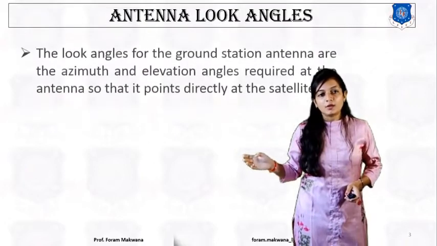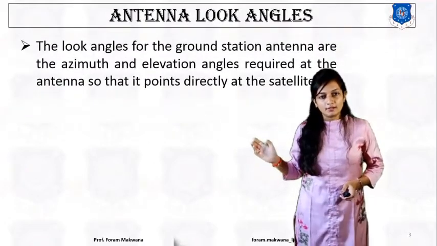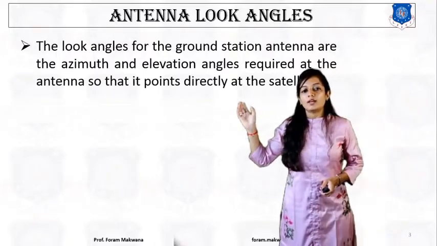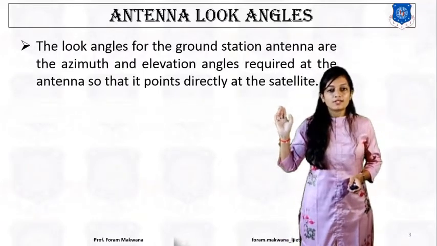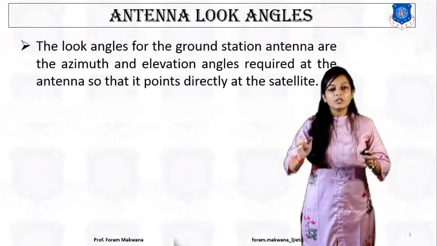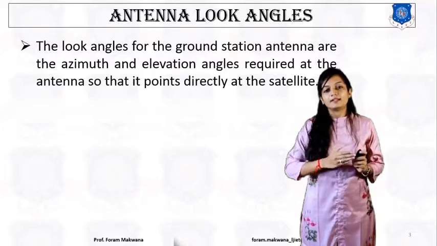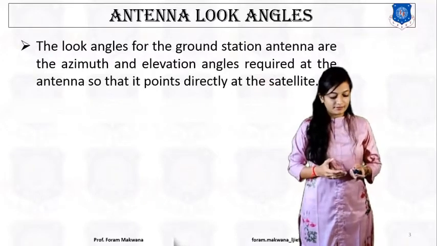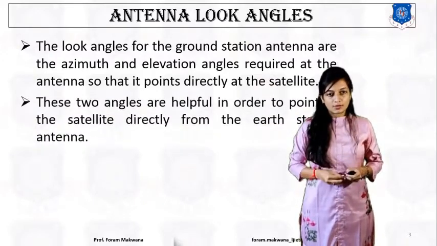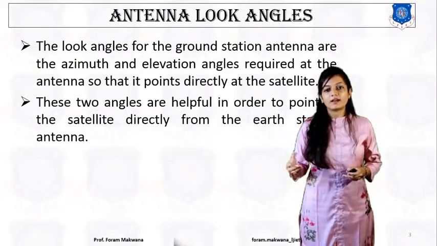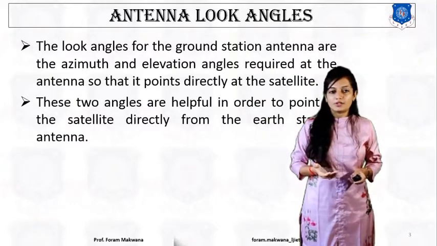Right? We have seen in the last session the definition of azimuth and elevation angle. Now, what is the importance of antenna look angle? The look angles for the ground station antenna are the azimuth and the elevation angle. What is the need of it? It is required to point that antenna directly at the satellite. That's why we need to understand the two angles, azimuth and elevation angle.